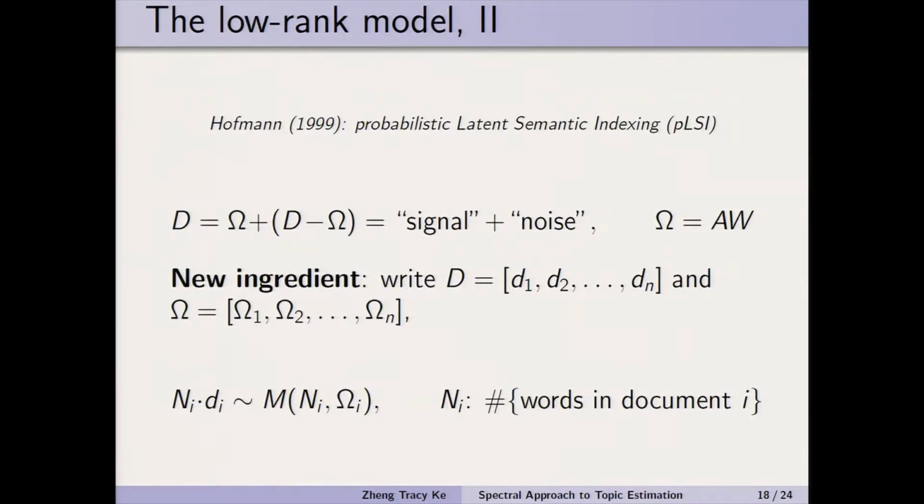Just to remind you, in our previous modeling, the signal part of the matrix is low rank. And now we model the noise part. It's equivalent to model the D itself. We think that the document counts follow a multinomial distribution, where the number of trials equals the document length, and different documents may have different lengths. And those event probabilities are from the corresponding columns of the signal matrix.